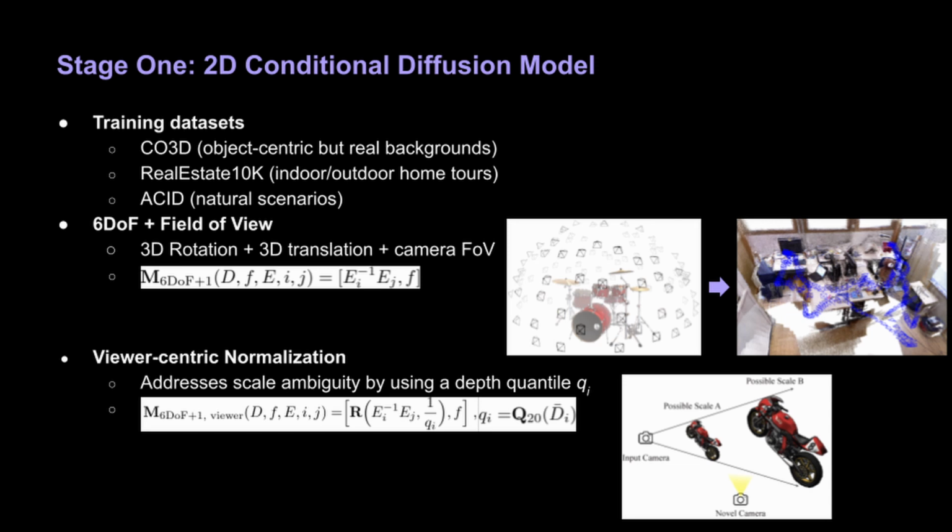To handle the scale ambiguity, the translation parameters are further scaled by a depth-based scale factor, Q. Here, Q is defined to be the 20th quantile of the densified depth map of the input view. This is noted as viewer-centric normalization in the paper. It ensures that scenes with very different scales are normalized to a similar one.